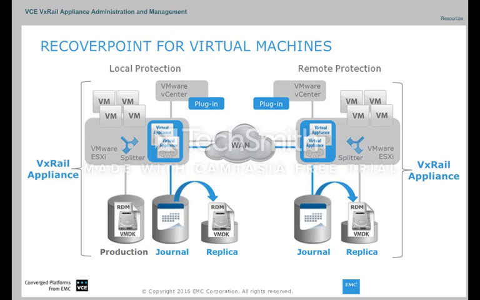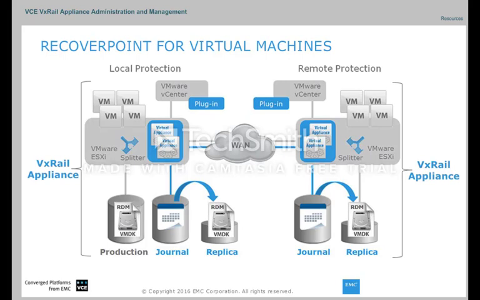RecoverPoint splitters for ESXi reside on all servers with protected workloads, allowing replication and recovery at the virtual disk granularity level. Since the I/O splitter resides within the vSphere hypervisor, RecoverPoint for VMs can replicate virtual machines to and from any storage array supported by VMware, including SAN, NAS, DAS, and vSAN.